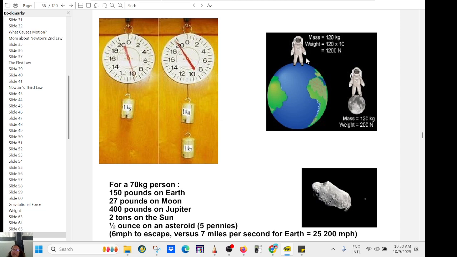Here, for example, an astronaut on Earth has a mass of 120 kilograms. It's going to be the same on the moon, but the weight will be divided by 6. If you are on an asteroid, I forgot the name, a famous asteroid because it looks like a potato and has a tiny moon, you have to be very careful, because if you jump, you won't come back. It doesn't have enough pull.